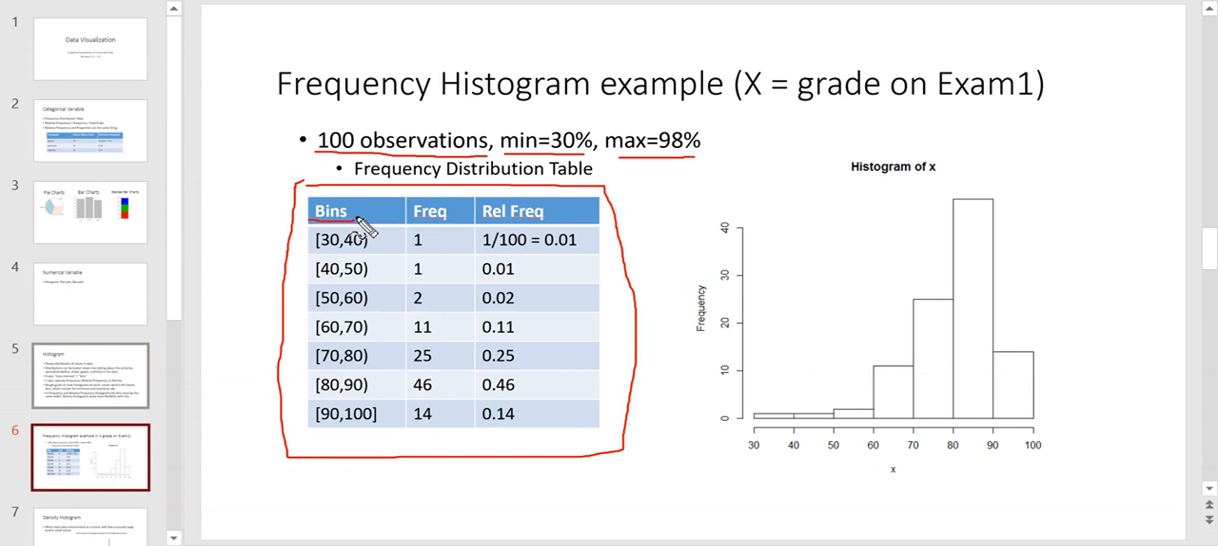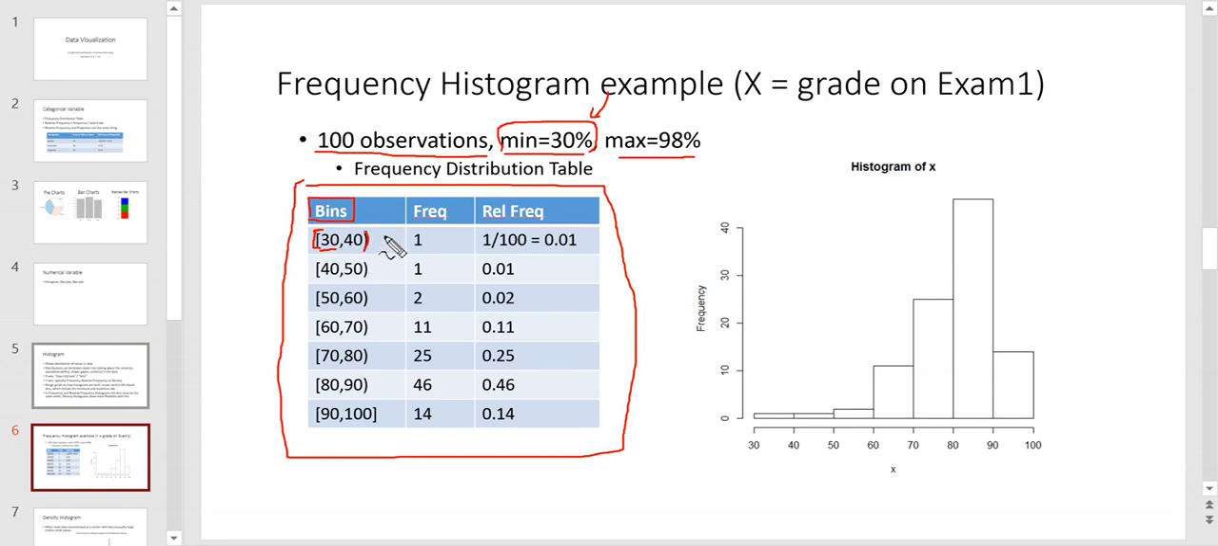First off, here we go. We get to see what these bins are. Since the minimum grade was a 30, I started my bin at 30. And this is a left closed bracket, so that means if I had a 30, which I did, that would be included in this. And this is right open.